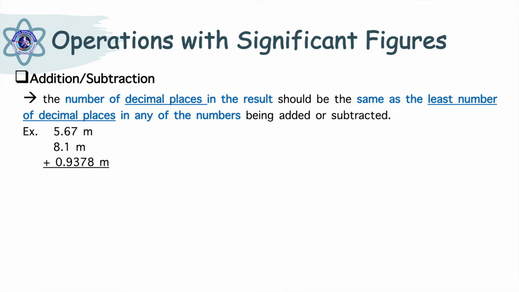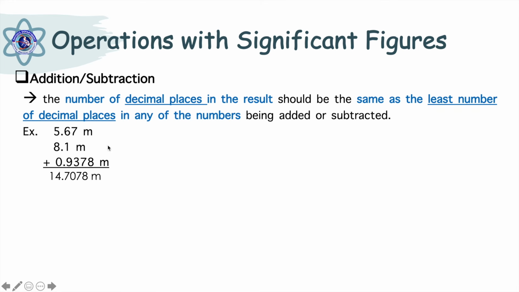So sa Bisaya pa class, for example, if I'm going to add this 3, so taas kayo ang answer. So, ang tendency, ang rule kay ang number of decimal places sa result. So, 14 na daan, point. So, yung giingon, ang number of decimal places in the result should be the same as the least number of decimal places in any of the numbers being added.